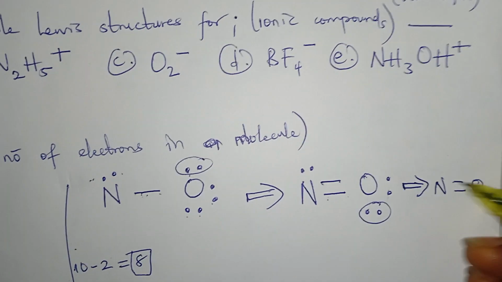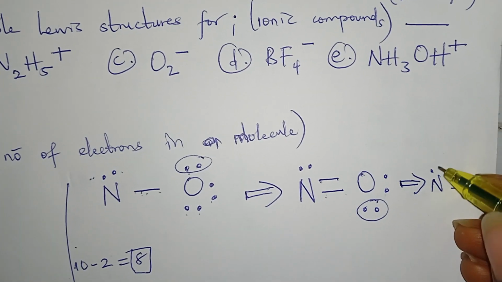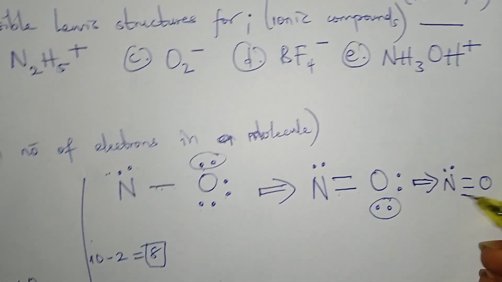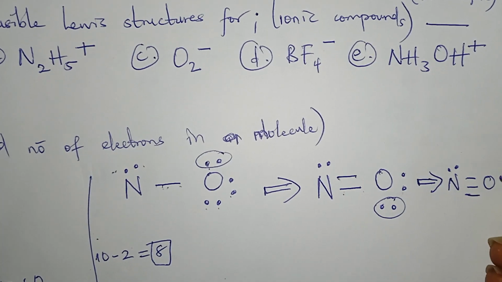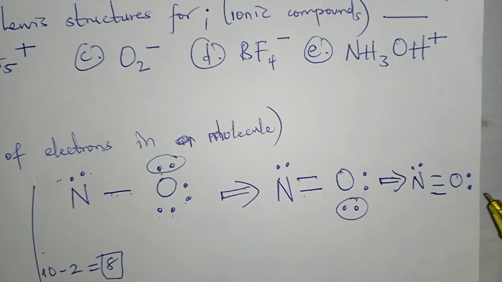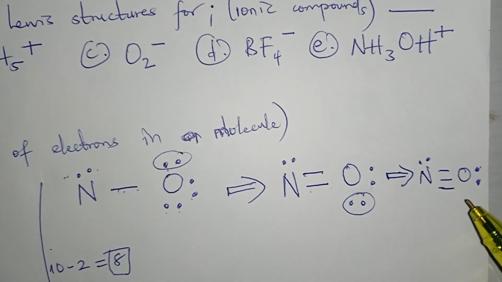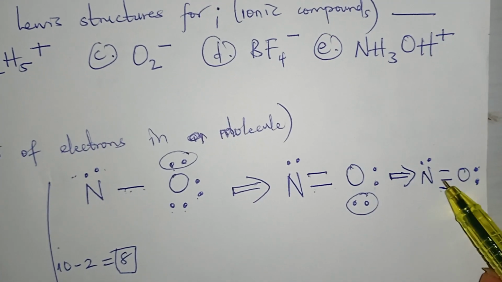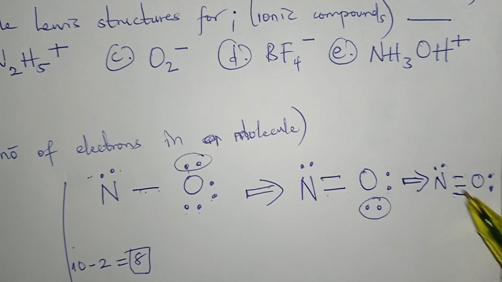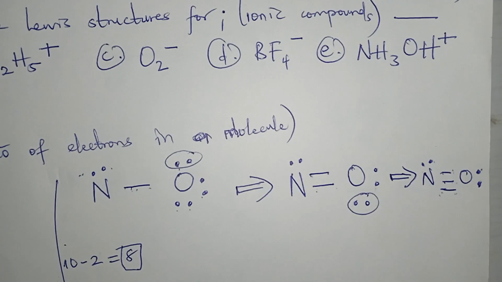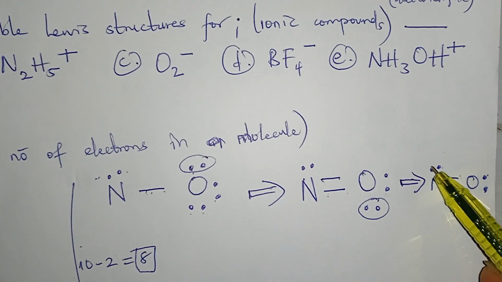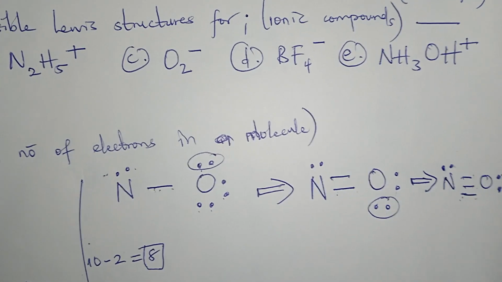If we carry the lone pair down, it means that this will become 3 bonds, and we are left with just this one. So let's check if it's balanced now. We have 1, 2, 3, 4, 5, 6, 7, 8 for oxygen, and for nitrogen 1, 2, 3, 4, 5, 6, 7, 8. So it's balanced. This is the Lewis structure.